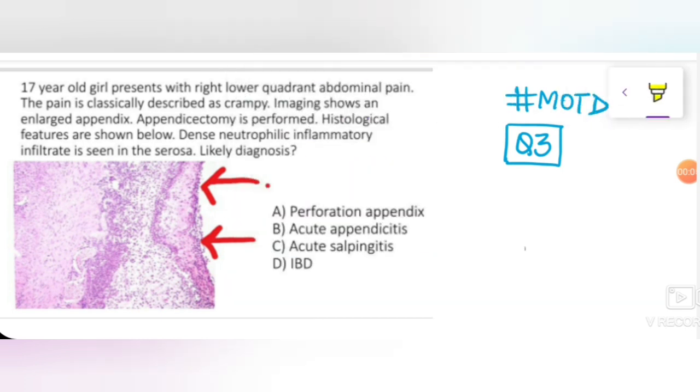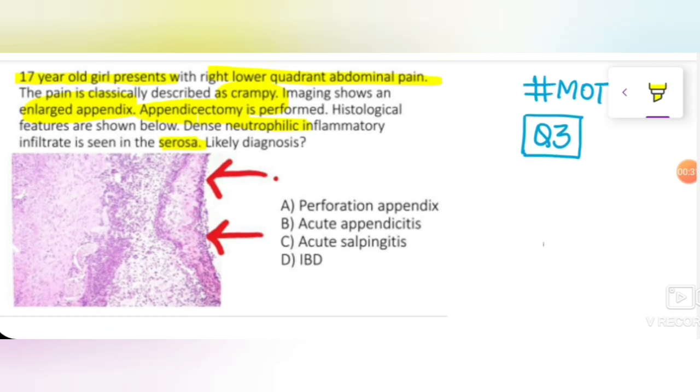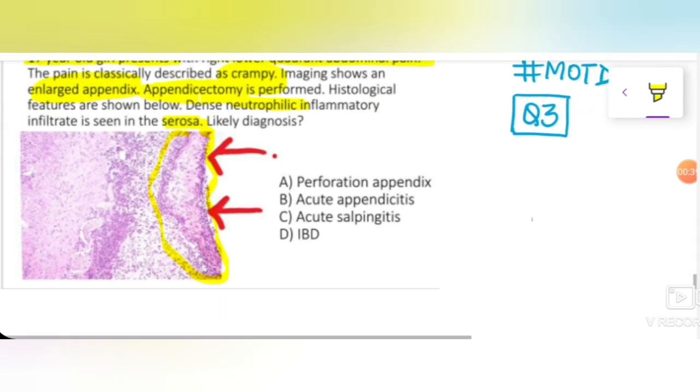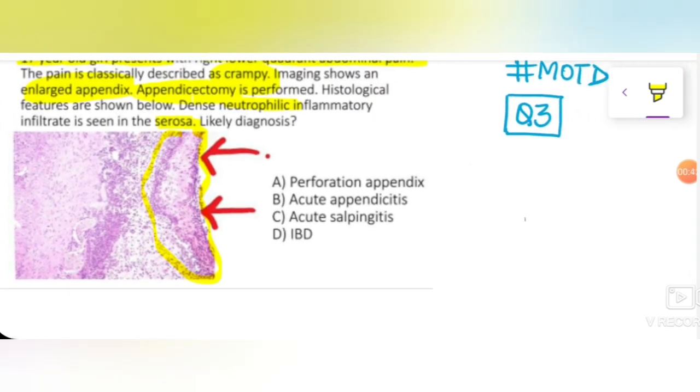So we have a 17-year-old girl who presents with right lower quadrant abdominal pain. The pain is classically defined as crampy and imaging is showing an enlarged appendix. So obviously an appendicectomy is done, and the histological features as well as the slide is mentioned in the question. So they've told you that there's a dense neutrophilic inflammatory infiltrate seen in which layer of the appendix? In the serosa. And they've very well shown you the image also. They've highlighted the neutrophilic inflammatory infiltrate in the serosa. They want you to tell the likely diagnosis. So perforation appendix, acute appendicitis, acute salpingitis, or inflammatory bowel disease.